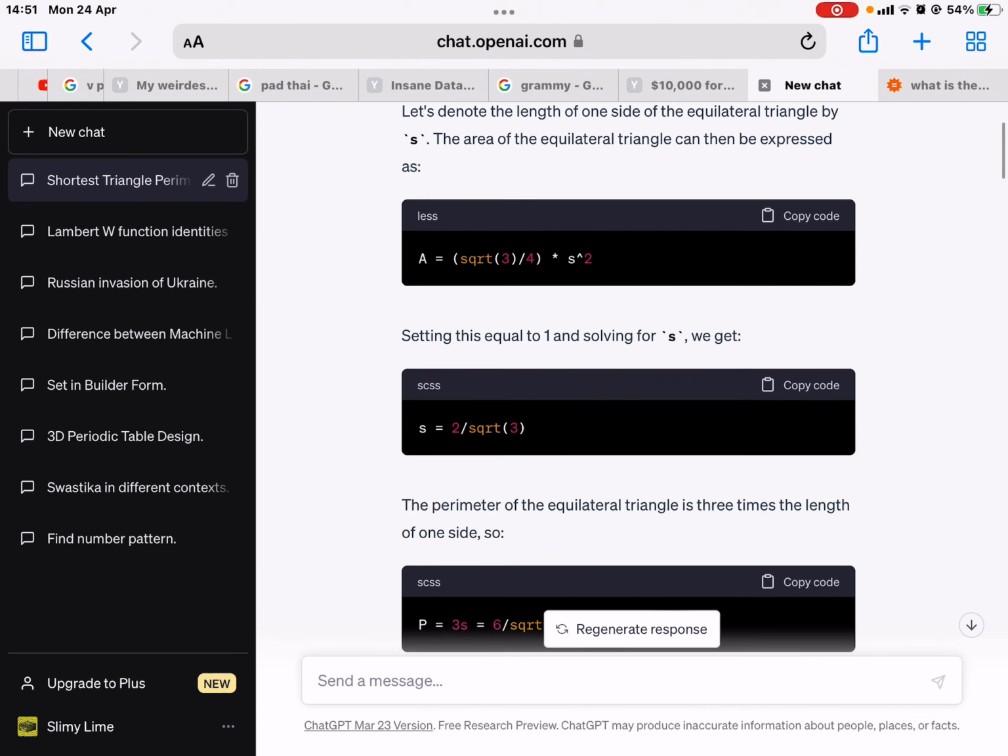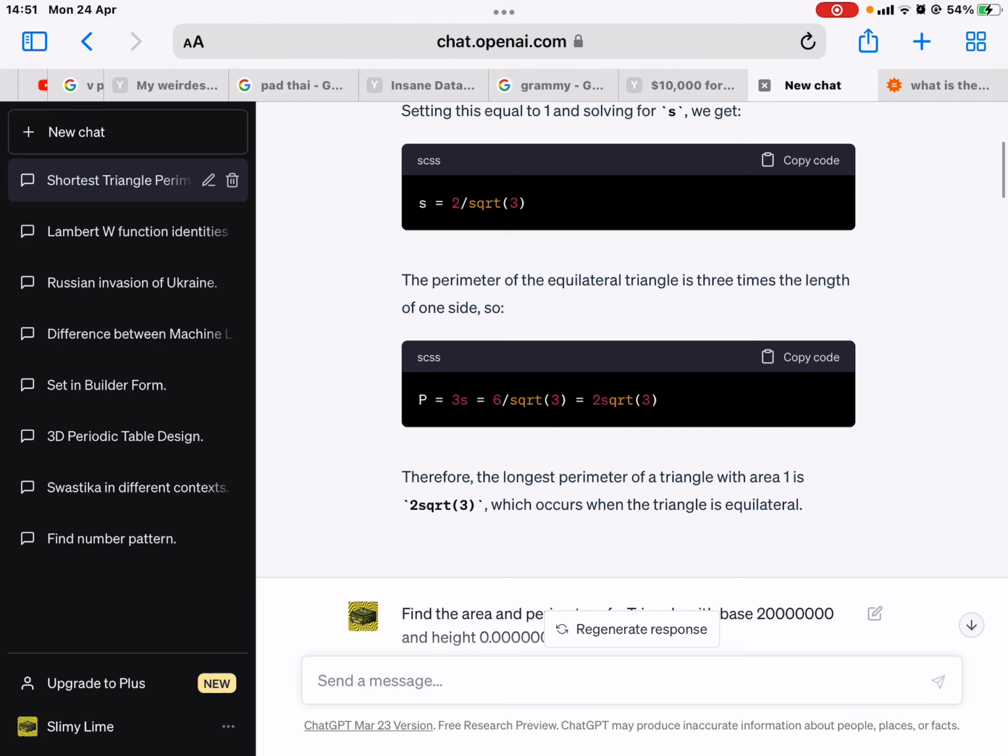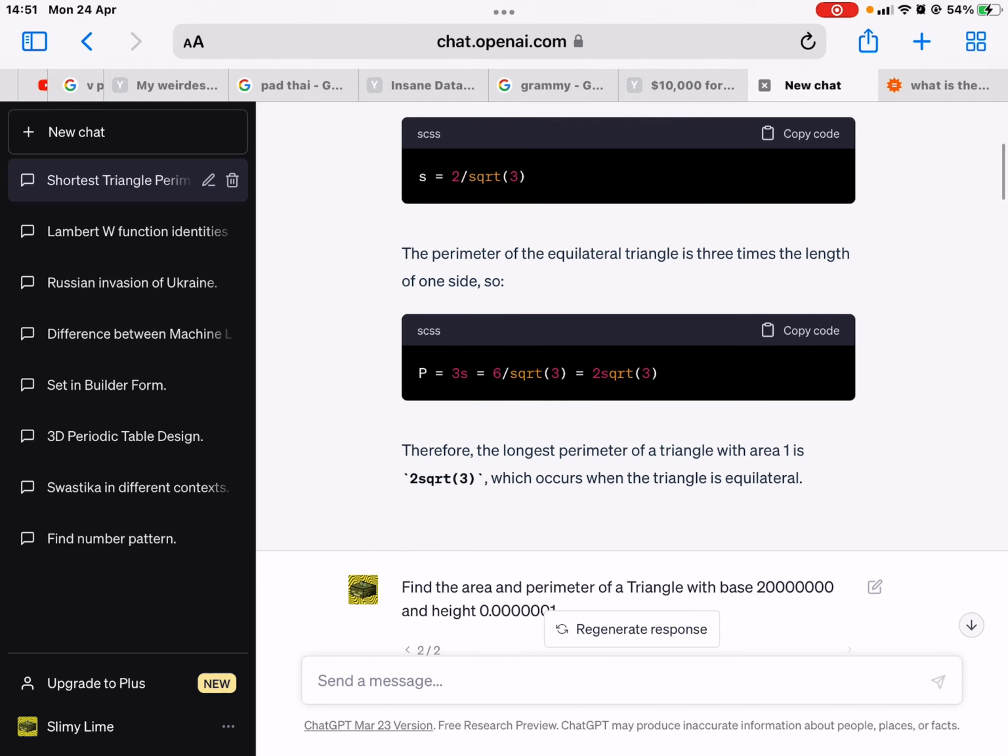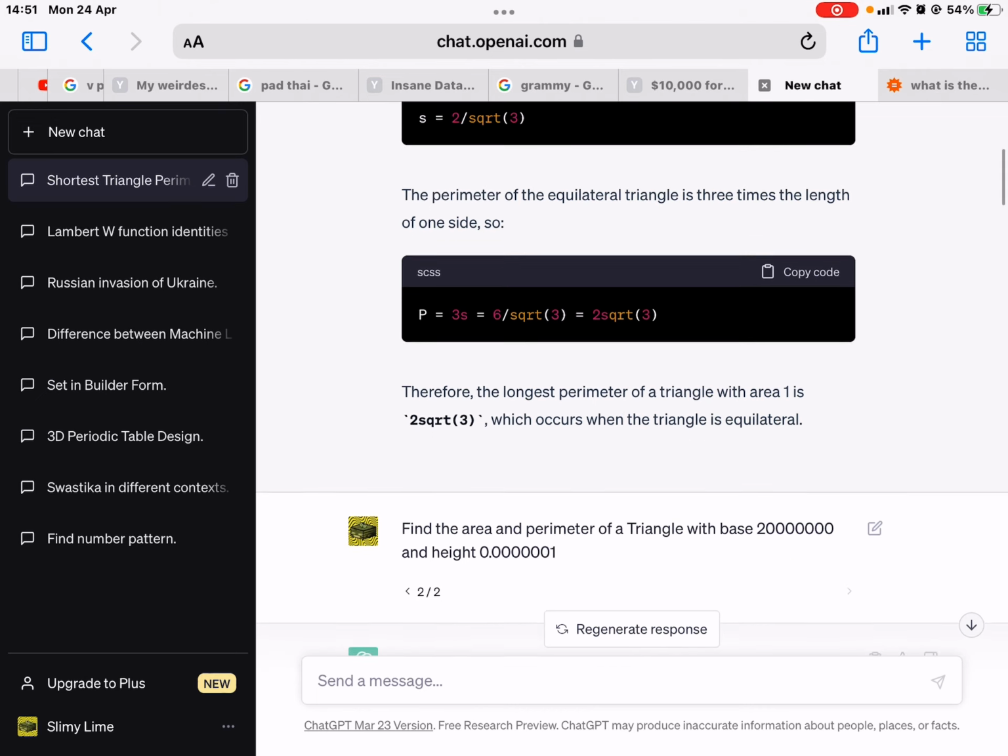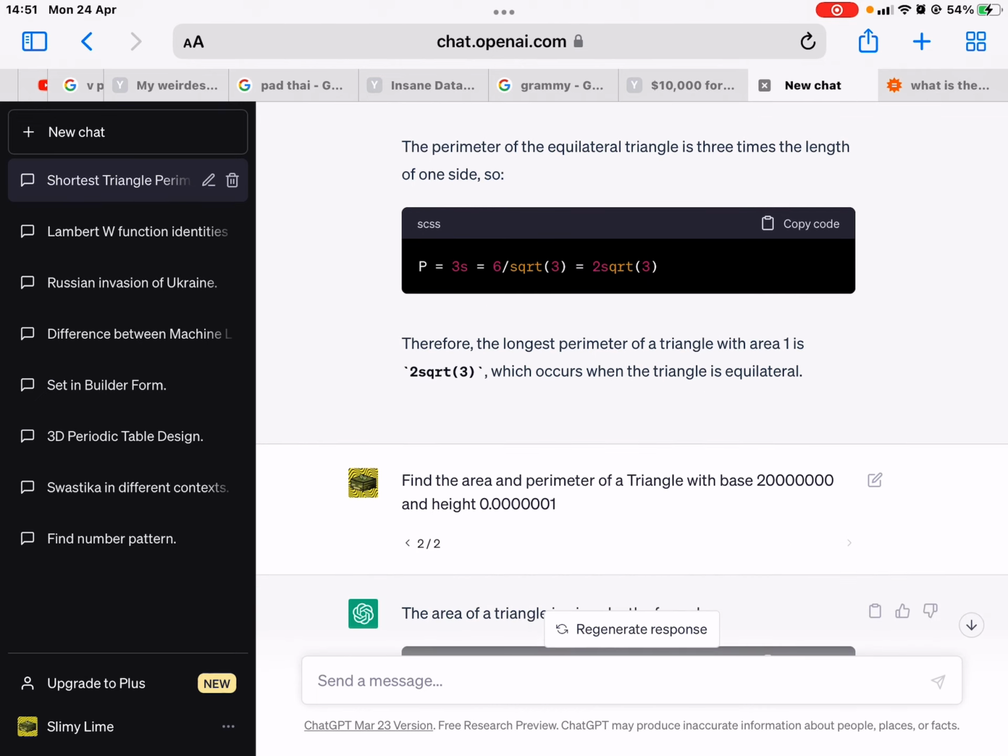But I asked ChatGPT what's the longest perimeter of a triangle with area 1, and it went through all these calculations which didn't really make sense to me because it didn't really think of crazy calculus stuff. And it had the conclusion that the longest perimeter of a triangle with area 1 is 2 times square root of 3. And it has to be an equilateral triangle, which doesn't make sense to me. So this is what I did. I gave it a contradiction.